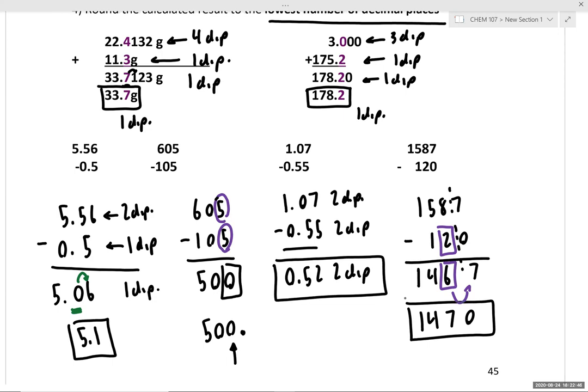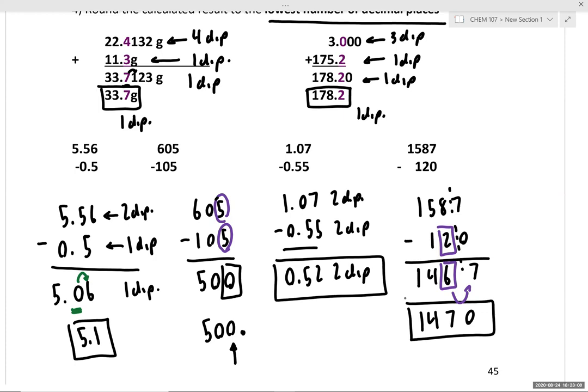Professor, for the second to last example, the 1.07 minus 0.55, you mentioned that it's okay to lose... I'm sorry, I didn't catch what you said. It's okay for you to lose significant figures. When adding and subtracting, we only care about decimal places. Got it. Okay, thank you.